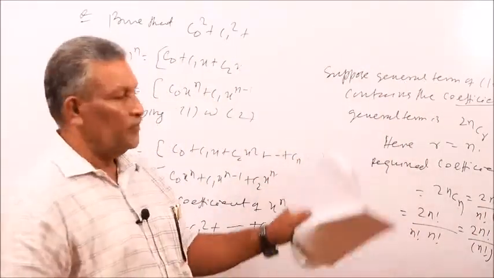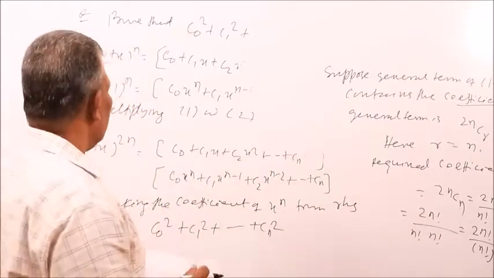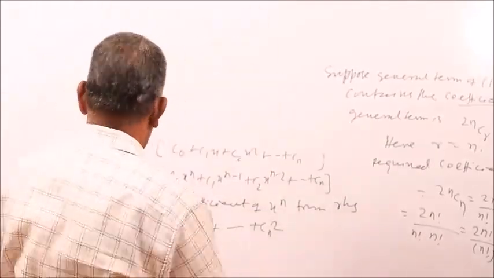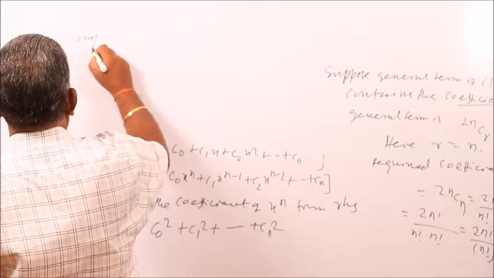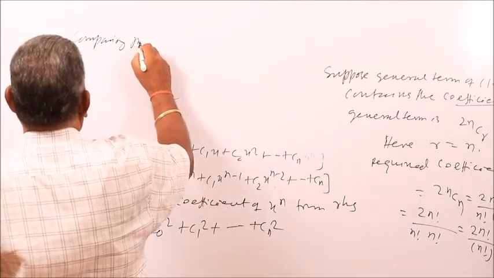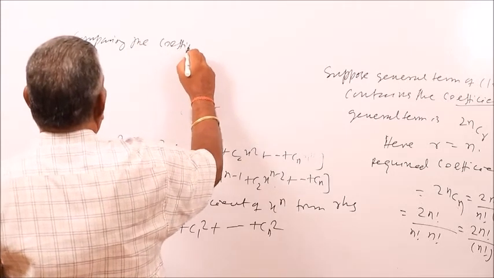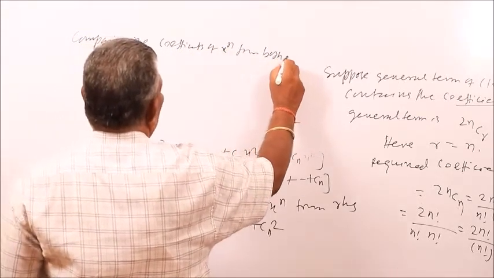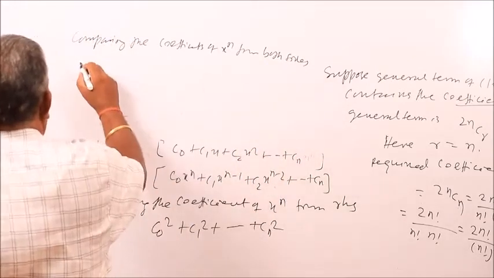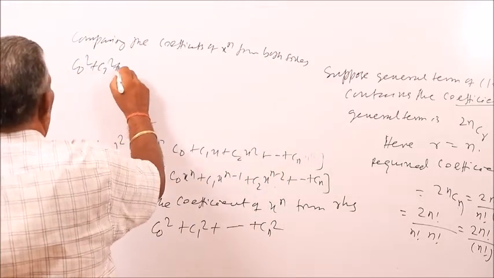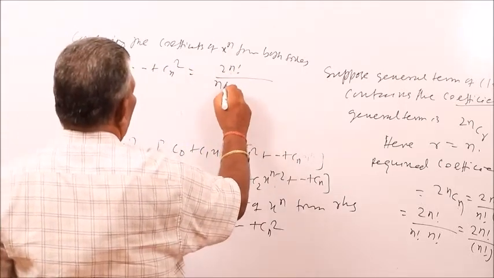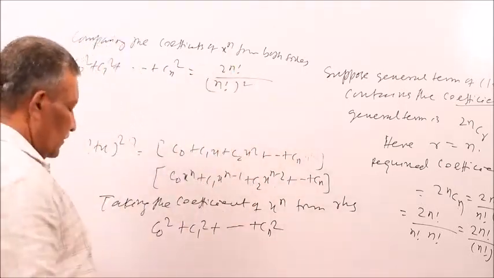So comparing the coefficients of x to the power n from both the sides, we have C0 square plus C1 square up to Cn square equals 2n factorial by n factorial whole square.